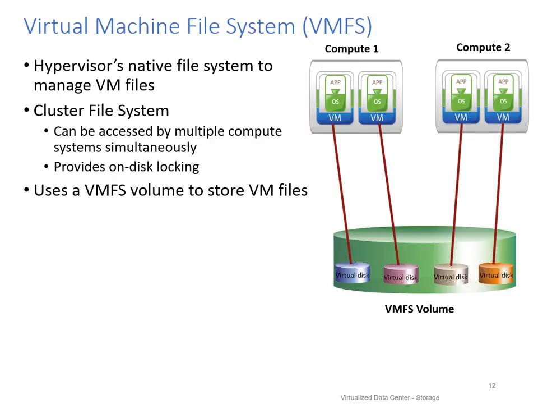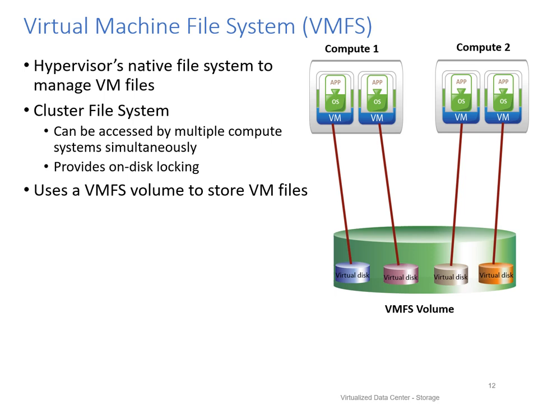Virtual Machine File System (VMFS) is a native file system for hypervisor. It is a simple, efficient cluster file system that allows multiple compute systems to read and write to the same storage simultaneously. It provides on-disk locking to ensure that the same virtual machine is not powered on by multiple compute systems at the same time. If a compute system fails, the on-disk lock for each virtual machine running on the failed compute system can be released so that virtual machines may be restarted on other compute systems.